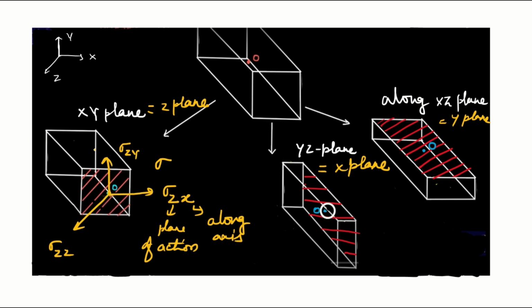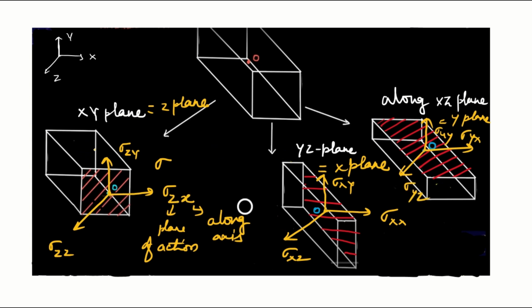In the same way we can find over the X plane. So here also we will have 3 components, but here the plane is X plane. So you will have sigma XX, sigma XY, and sigma XZ. In the same way here the plane is Y plane, so the 3 components will be sigma YX, sigma YY, and sigma YZ. So in total how many components do we have? 9 components.